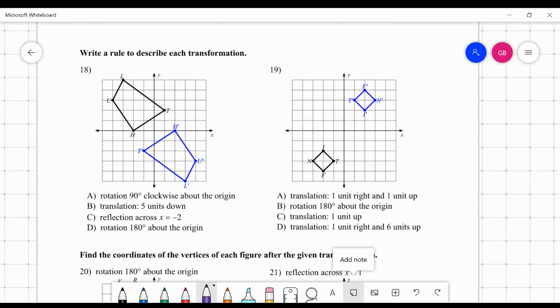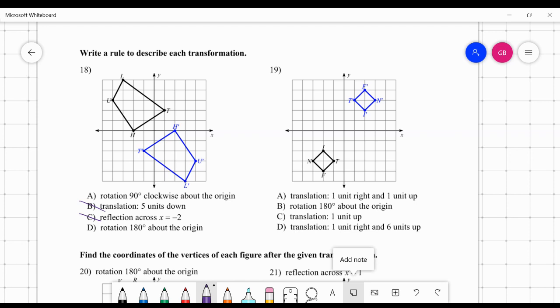All right, 18 and 19. We're going to write the rule to describe each transformation. So for number 18, first of all, it's not a reflection. Just eliminate that because the letters do not match up across from each other. So you could eliminate reflection. It's not a translation because it didn't simply move.